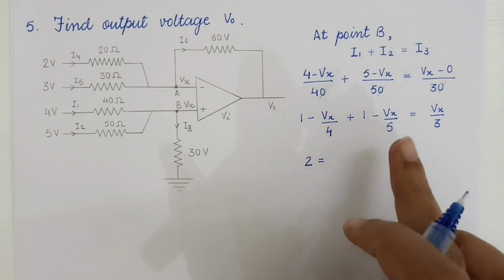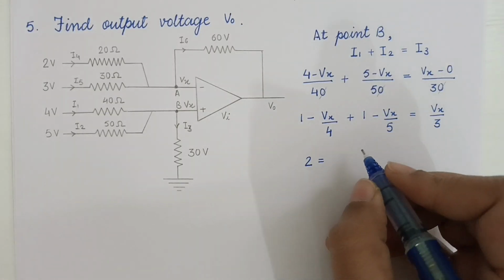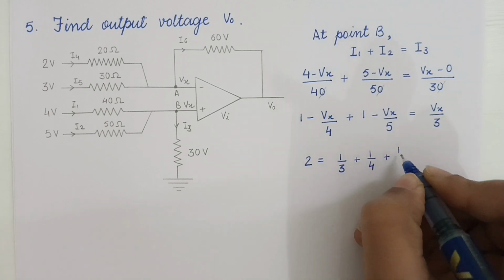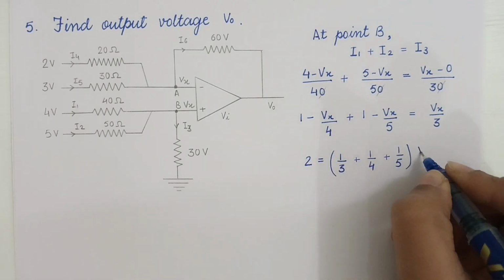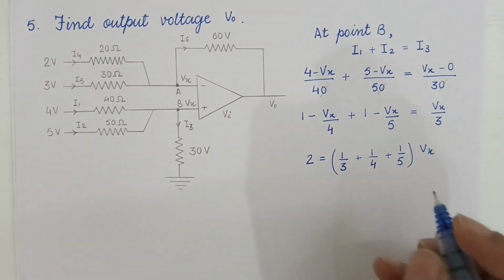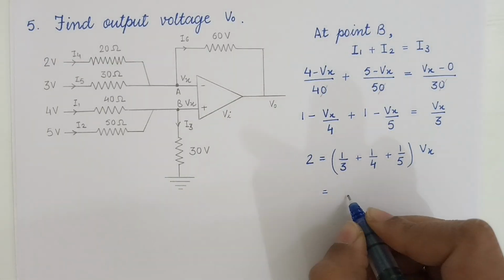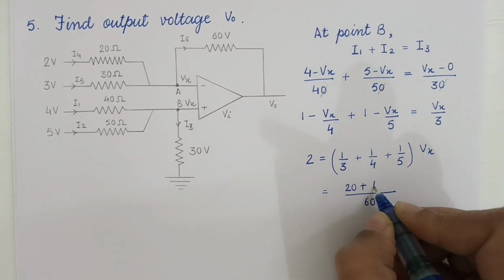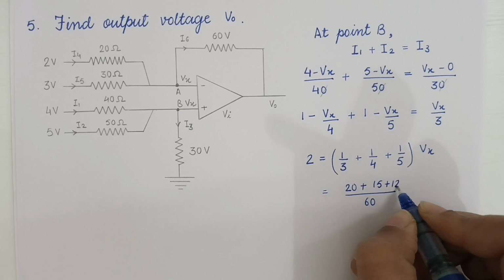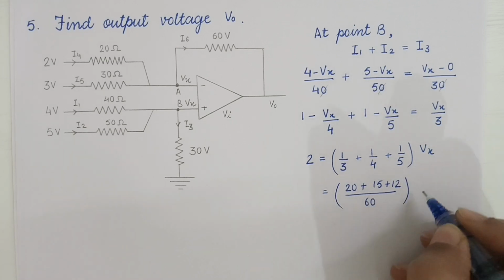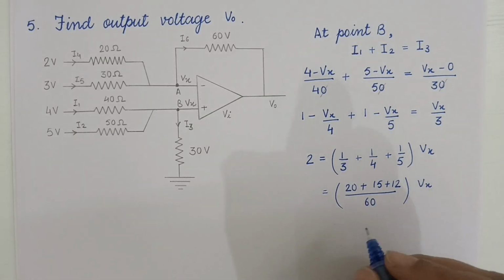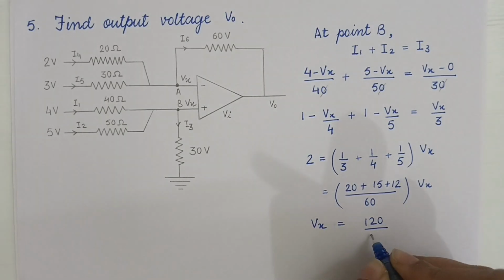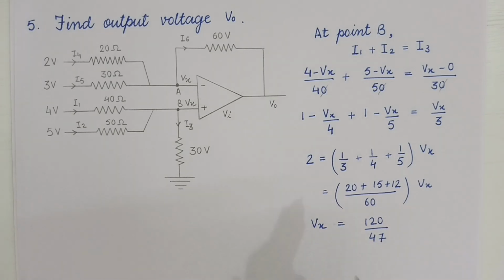Let's carry all the Vx terms to the right hand side. Taking Vx common, we can write 1 divided by 3 plus 1 divided by 4 plus 1 divided by 5, times Vx. Taking LCM and solving it, we get 60 in the denominator, 20 plus 15 plus 12, times Vx here. So we will finally get Vx is equal to 120 divided by 47. So this is how we get the value of Vx.